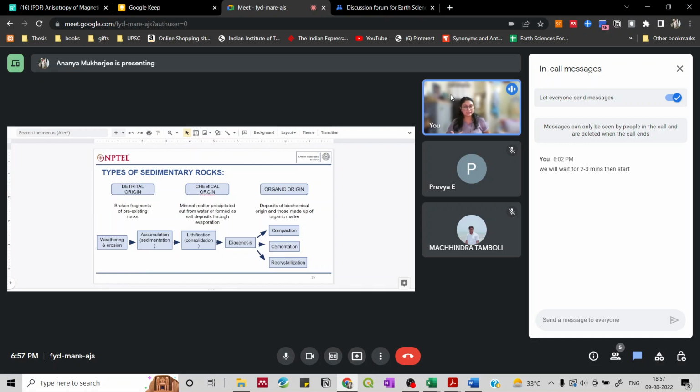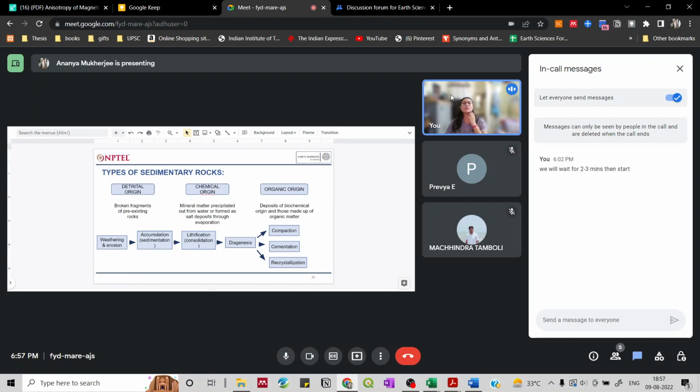Then we have diagenesis. Diagenesis is what happens after the deposition of the sediments. Either compaction happens or cementation or recrystallization. Compaction is where all the sediments are slowly compacted together. Okay, so they become a dense layer. Cementation is where there are pores between these sediments. The pores act as ways for fluids to go between them, and they precipitate out as cements, and then they cement all the sediments together, and then they form a sedimentary rock.